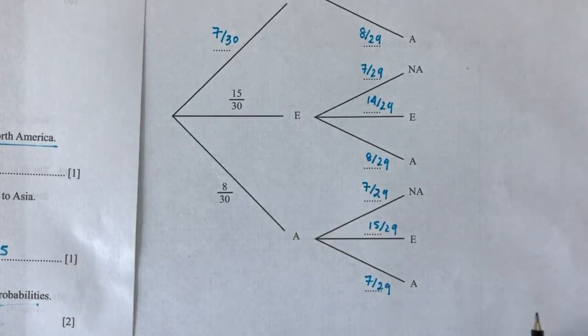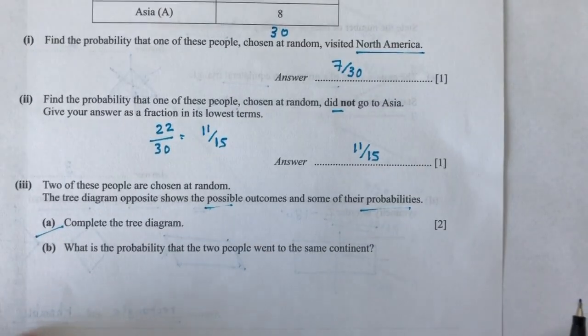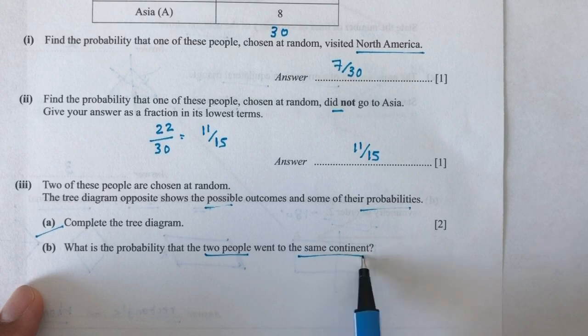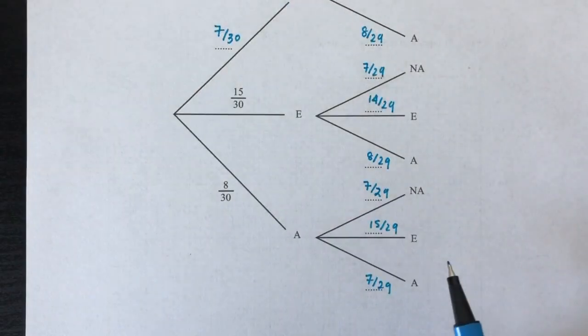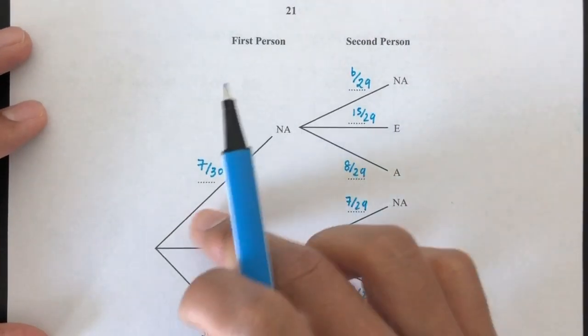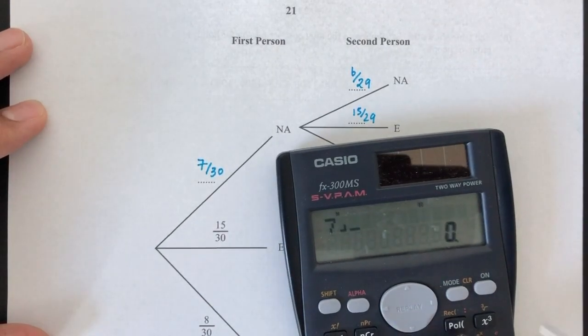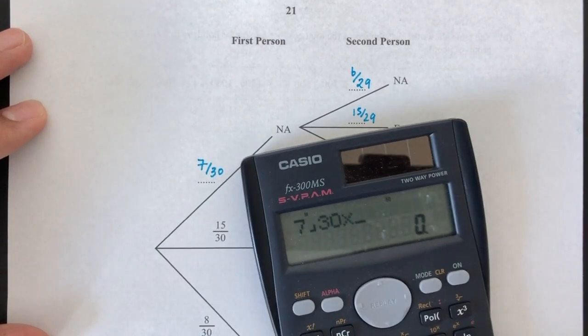So this is your tree diagram. So first one is good. Now for part B, what is the chance that 2 people went to the same continent? So we have a few options here. We can go first this one and this one. So North America, North America. So 7 over 30 and 6 over 29.